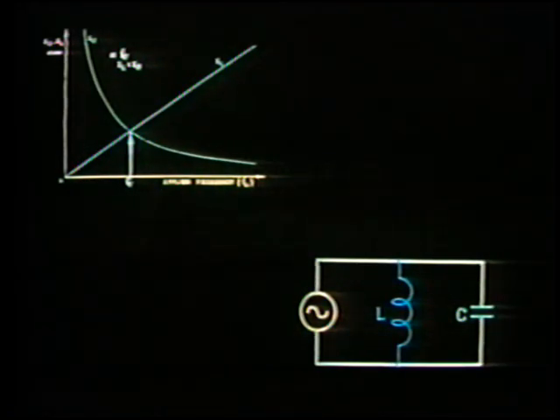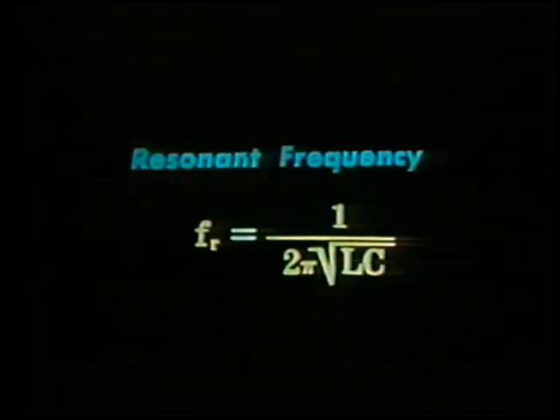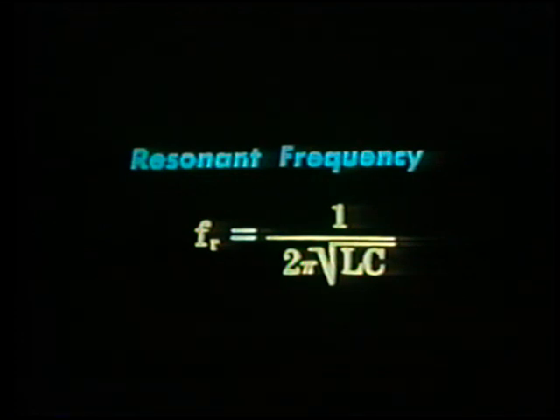The condition of resonance as described for series circuits can also exist in a parallel combination of inductance and capacitance. For any given values of inductance and capacitance, the frequency at which parallel resonance occurs is identical to the frequency at which series resonance occurs. Resonant frequency, FR, equals 1 over 2 pi square root LC.